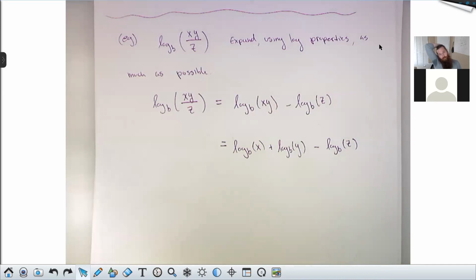And there's really no further I could go, right? Each variable has its own log expression. There's no multiplication, division, or powers going on inside the log. So this is expanded as far as possible. This is where we would stop. Is everybody clear on where every piece of this final answer is coming from? Okay.